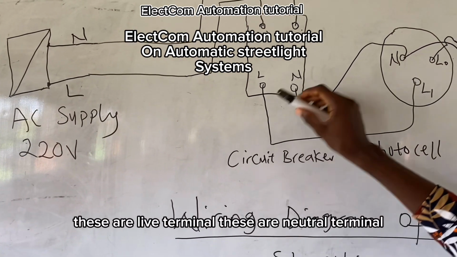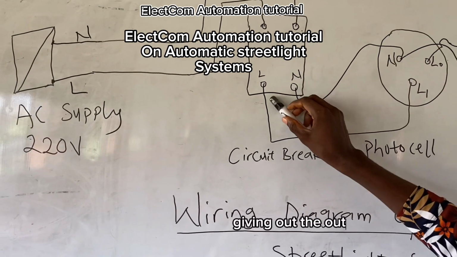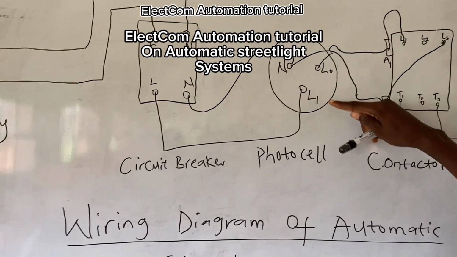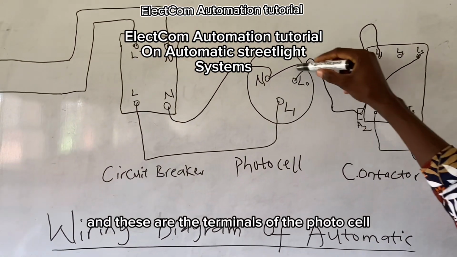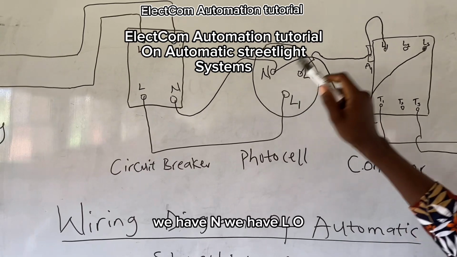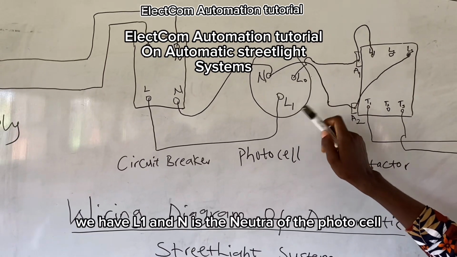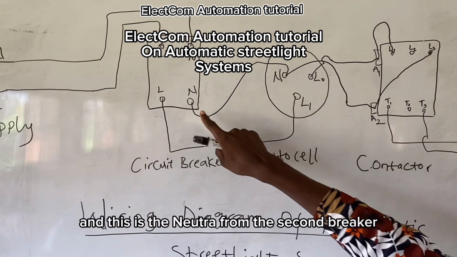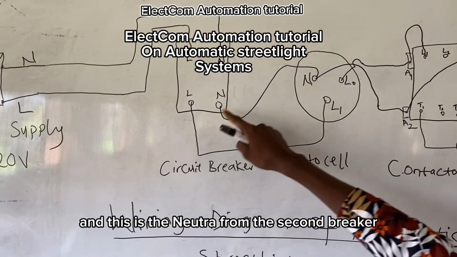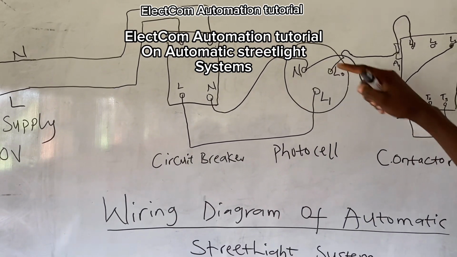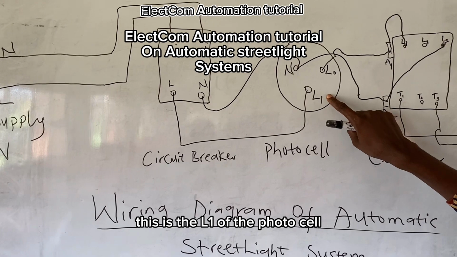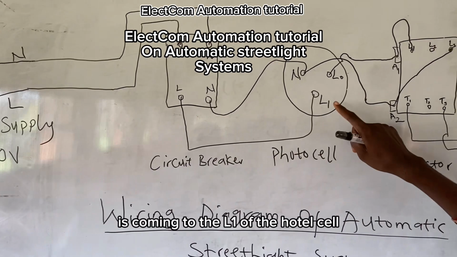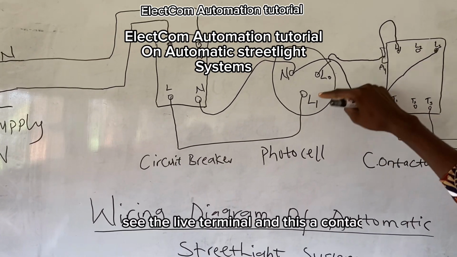These are the live terminal and the neutral terminal, giving out the output to a photo cell. This is a photo cell, and these are the terminals of the photo cell. We have N, we have LO, we have L1, and N is the neutral terminal of the photo cell. This is the neutral from the circuit breaker coming to the neutral of the photo cell. This is the L1 of the photo cell. The L from the circuit breaker is coming to the L1 of the photo cell, which is the live terminal.